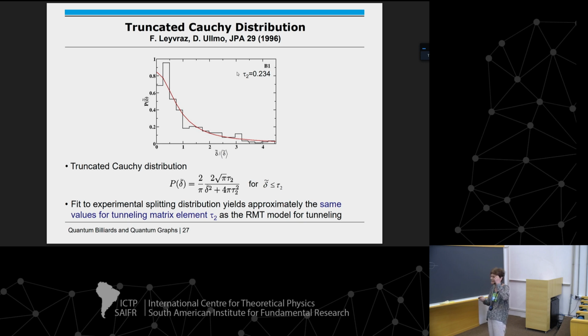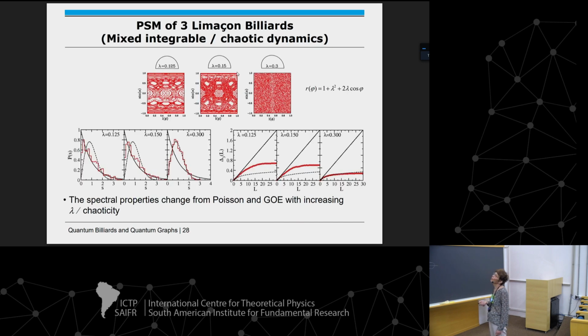So this is just what else you can do with your system, not only look at spectral properties, but in this case we also looked at the splitting distributions and properties of the tunneling in terms of splittings. So not just spectral statistics. And here are some more examples.